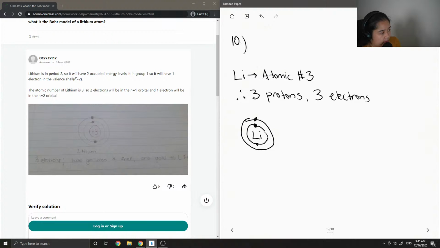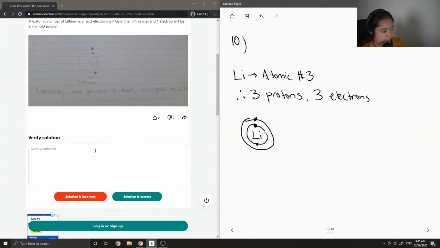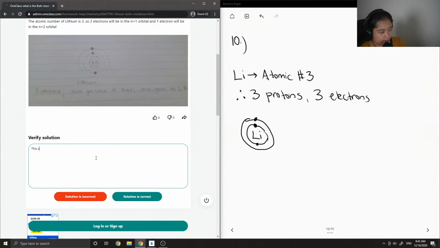So the junior tutor said lithium is in period 2, so it will have 2 occupied energy levels. It is in group 1, so it will have 1 electron in the valence shell, and they drew it as well. Okay, so this solution is correct. I think we have time for one more question.